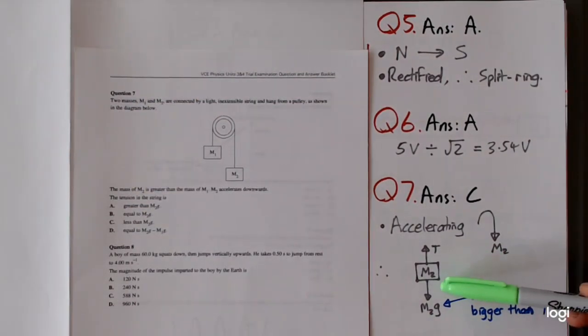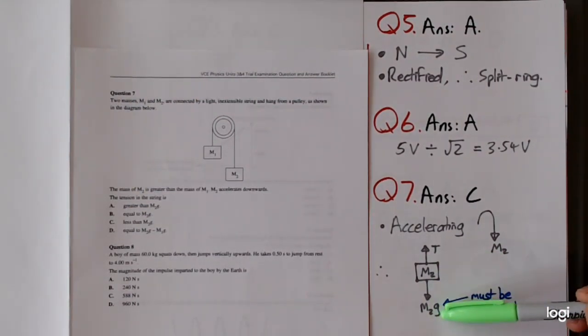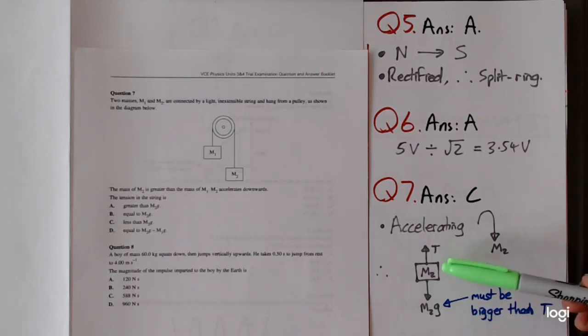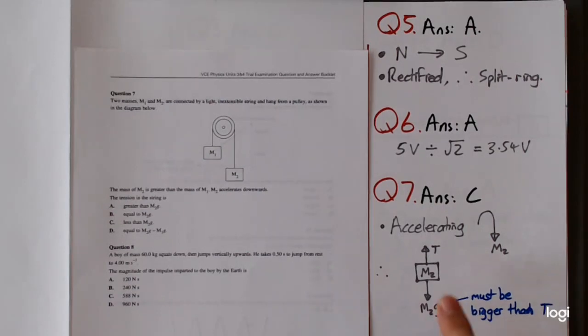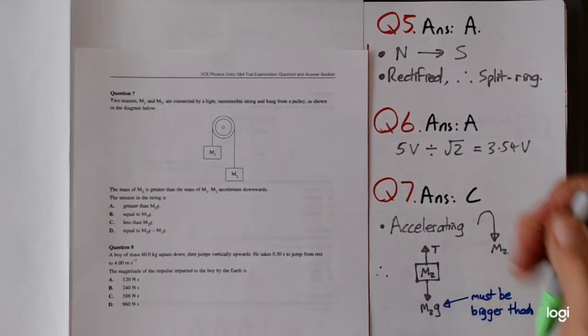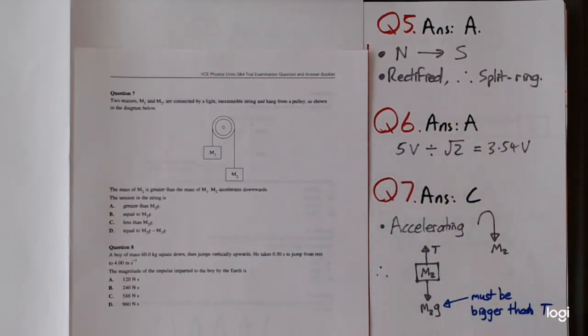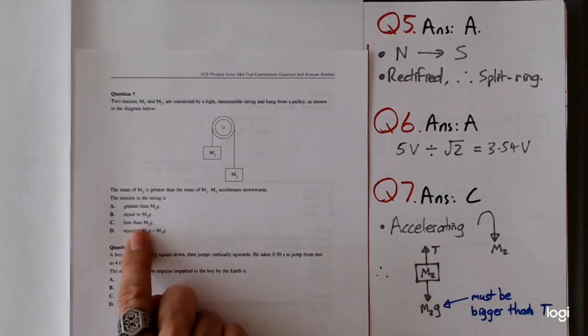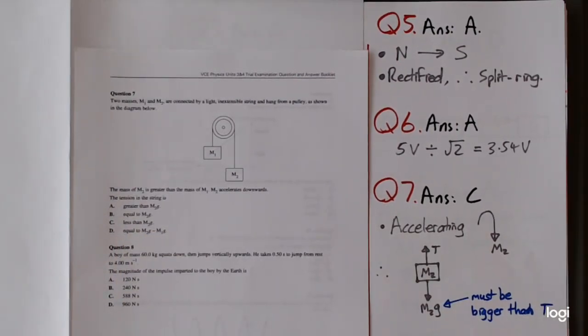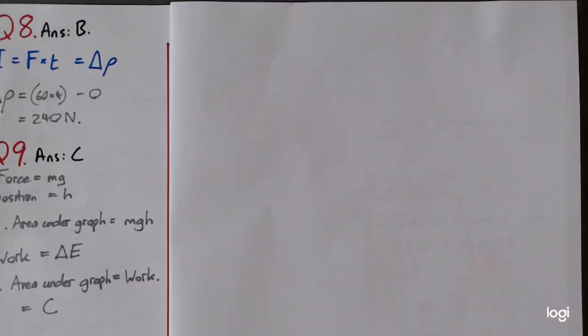M2 is being pulled down by its own weight, which is M2 times G, right, mg, and it's being pulled up by tension. If they were the same size, there'd be no acceleration. It's accelerating that way. They said that in the question, so this must be a bigger force than that. Right? It's winning. It's accelerating that way. So therefore, the tension must be less than that. So whichever one says that, and that'll be C because I've already written it, yeah, tension is less than M2G. That's why.